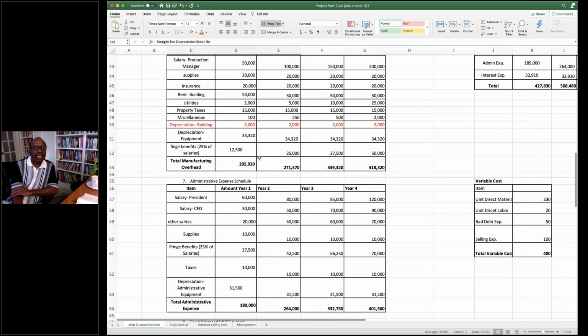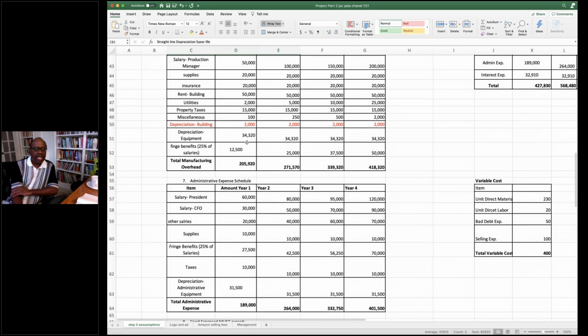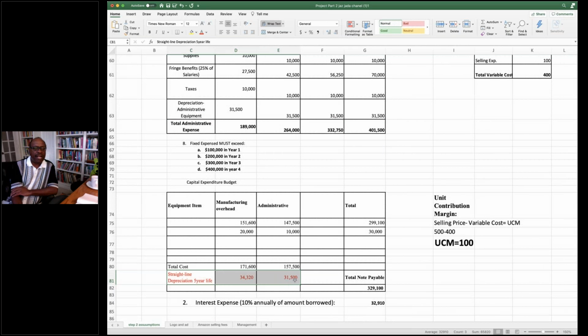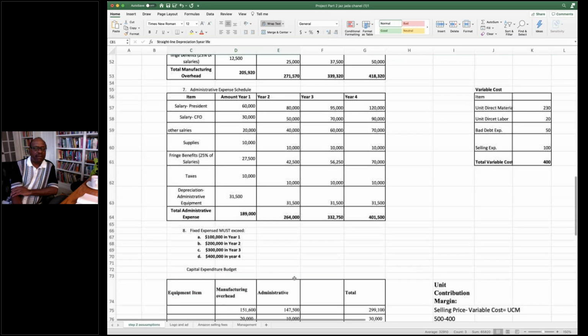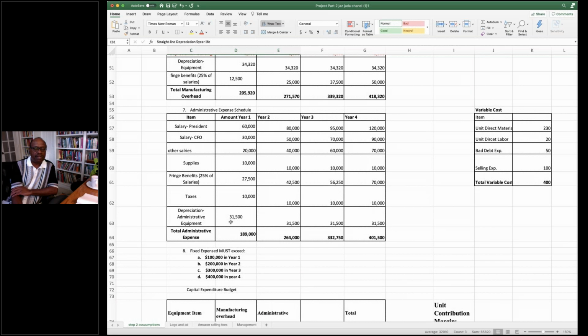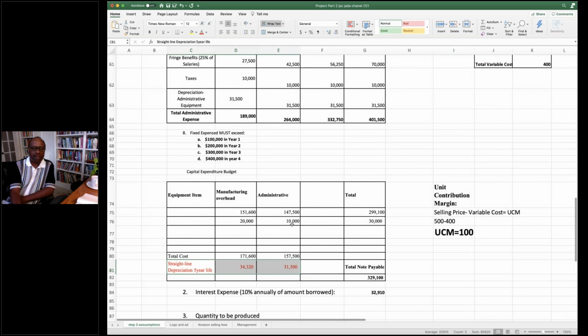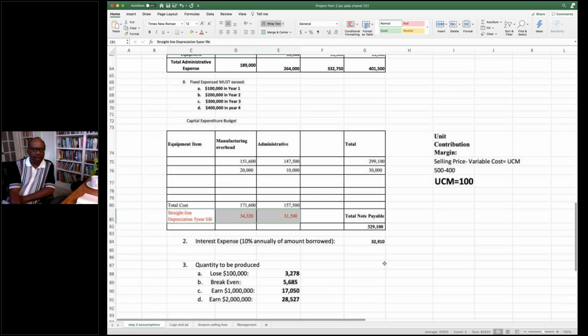And that's where you have this number here. Then they came up with 31,500 for the administrative equipment, and they got 31,500 here. So those depreciation numbers flow from this chart. Also flowing from this chart is your interest expense. And your interest expense is going to be 10% of what you borrow. So when you buy this equipment, you're borrowing. And so whatever that total equipment cost is, your interest is 10% annually.